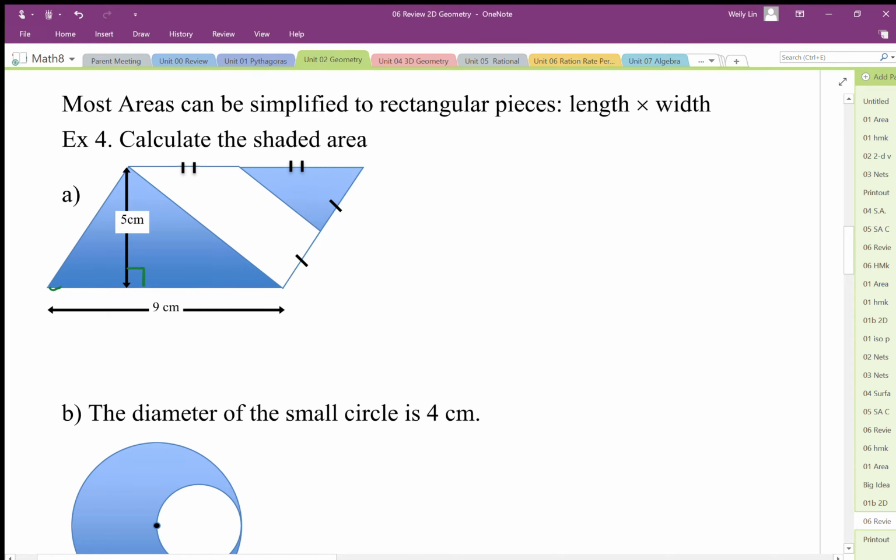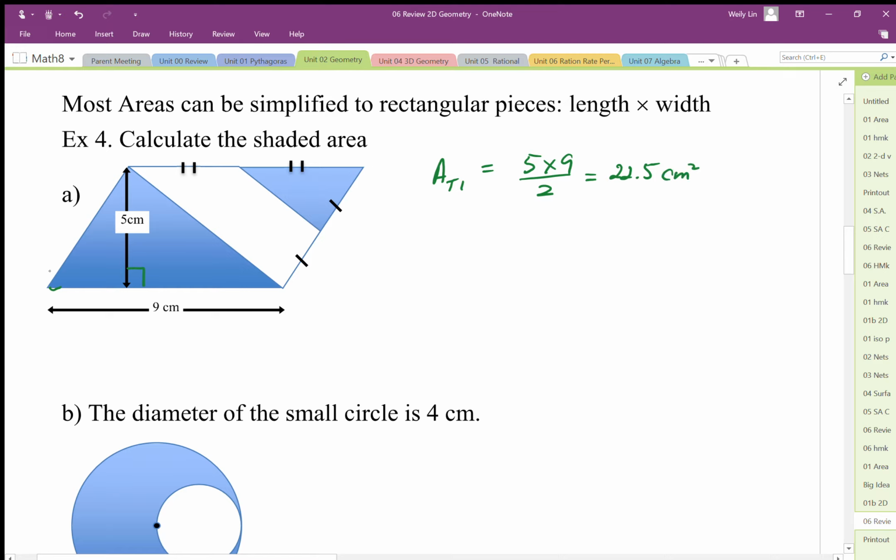So to find the shaded area, we want to take away this white space here. We can either find the whole parallelogram and take away the white space, or we can find the area of the triangle here and the area of the triangle here and add them together. It looks like the areas of triangles are going to be a little bit easier. So I'm going to say area of triangle 1 is base times height divided by 2, and so we get 22.5 centimeters squared.